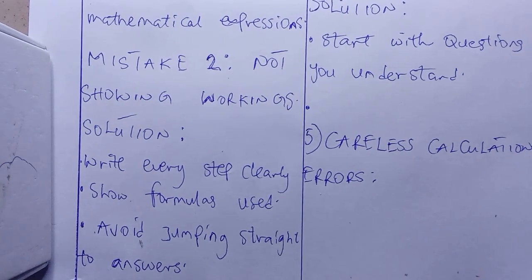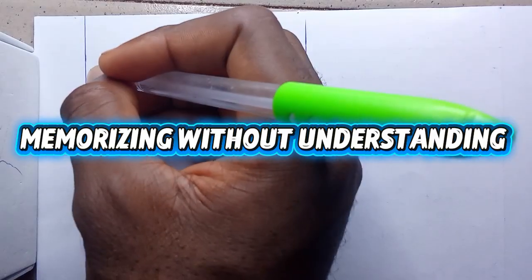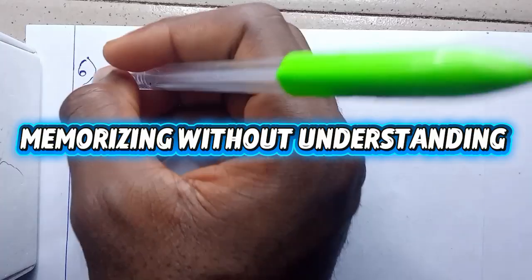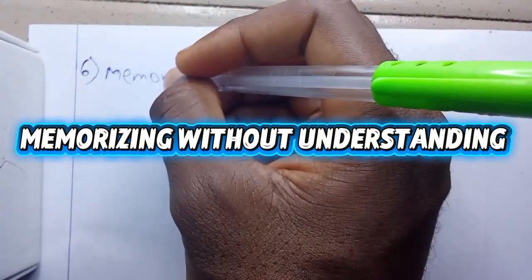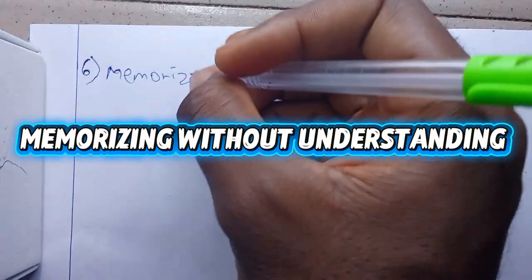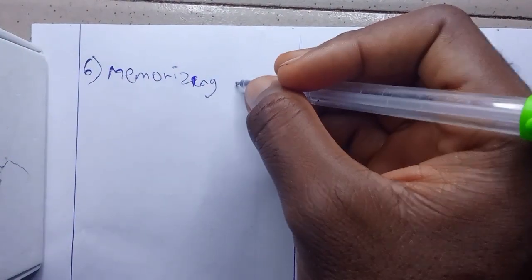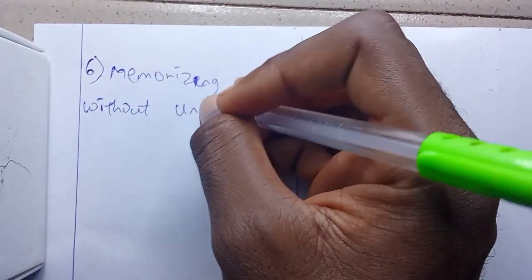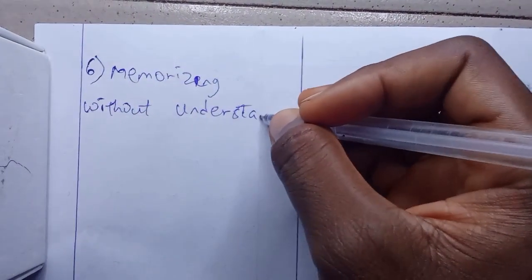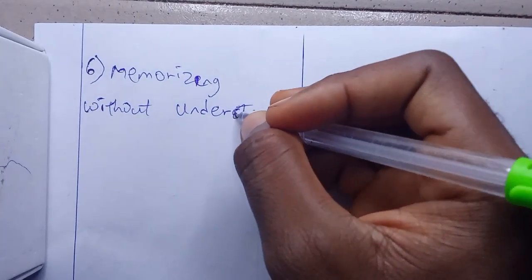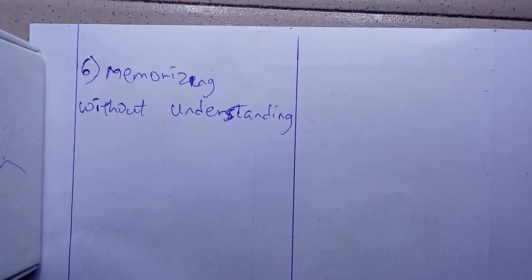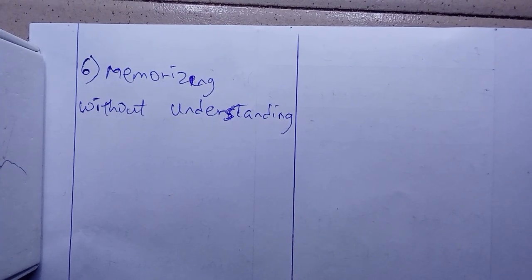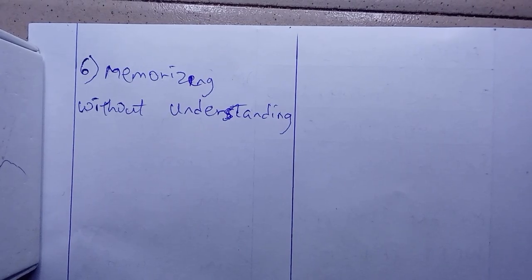Very, very important. Mistake number 6: memorizing without understanding. I've made a video on this mistake under physics. Some students memorize formulas without knowing when to use them. When WAEC changes the wording, they become confused. This is very, very common.